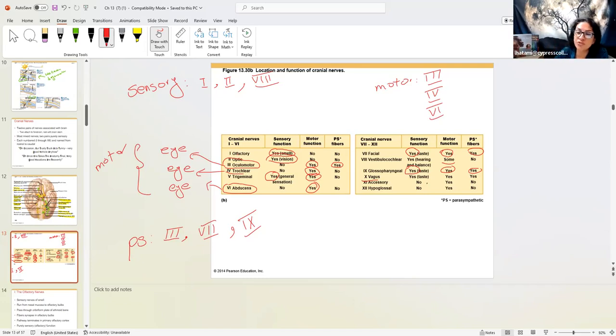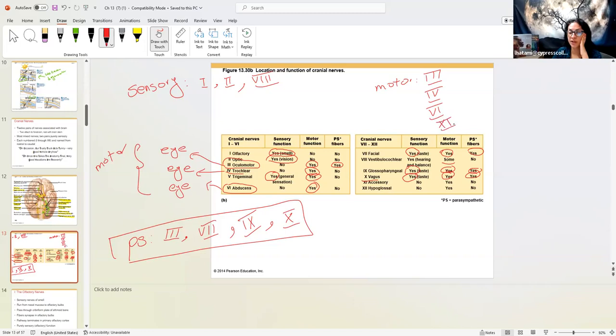So then you can see 3 yes for the vagus nerve: 1 yes for sensory, another for motor, and another for parasympathetic fiber. So I'm going to add number 10 here. So these are the 4 cranial nerves which carry parasympathetic fibers: cranial nerves number 3, 7, 9, and 10. And then the accessory nerve is going to be categorized under motor.